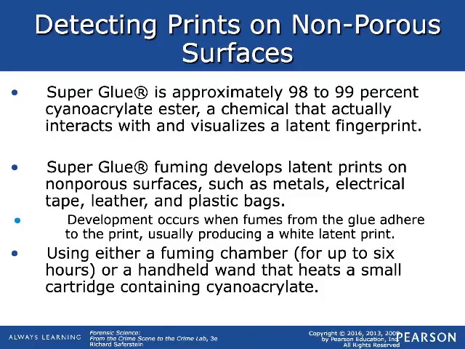They could be put in a box, and the super glue is fumed, like a gas of the super glue, is put into there. So super glue fuming develops latent prints on non-porous surfaces such as metals, electrical tape, leather, and plastic bags. The fumes from the glue adhere to the print, and usually it looks white. The latent print will look white.